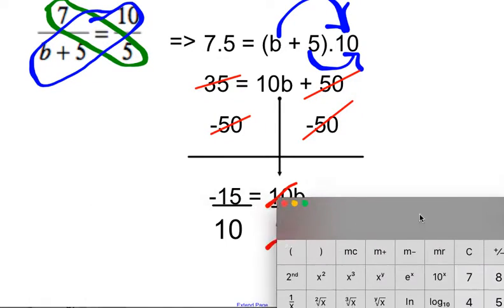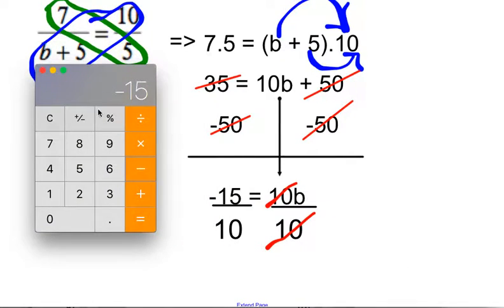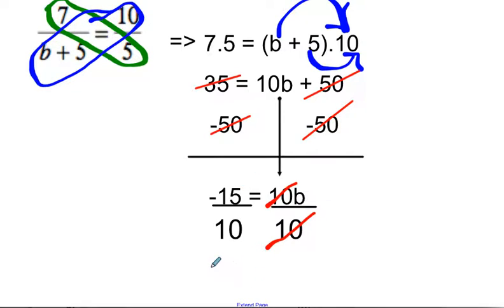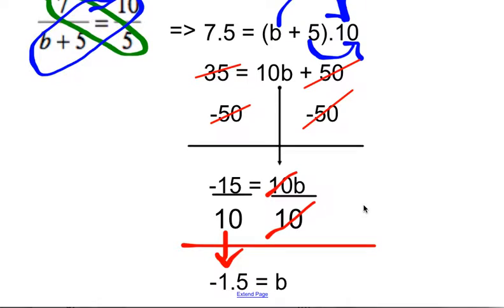We're going to use your best friend again, a calculator. Let's see how the calculator is going to work in this case. Minus 15 divided by 10. It should be negative 1.5 because it's negative, right? So negative 1.5 is equal to b, since the 10 and 10 cancel each other out. We get b. Beautiful.